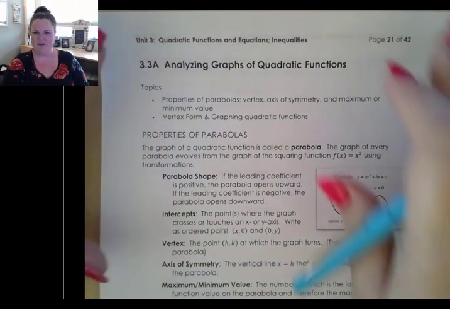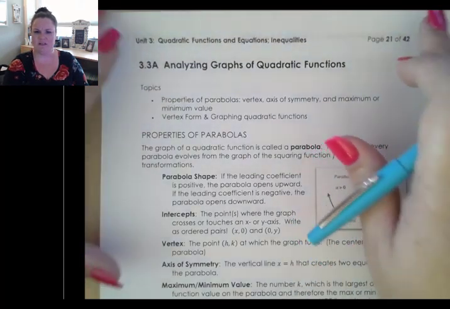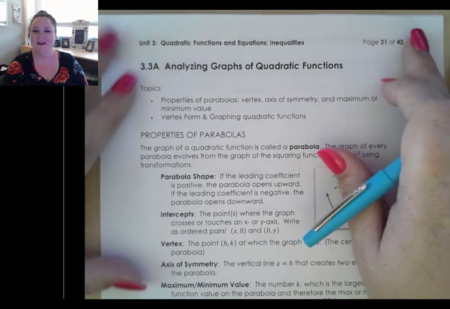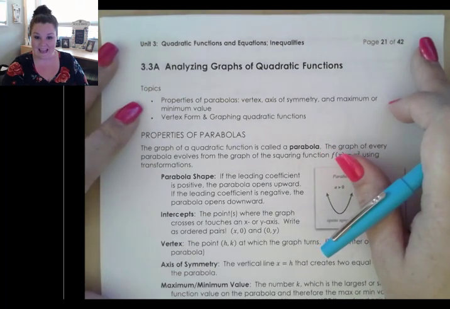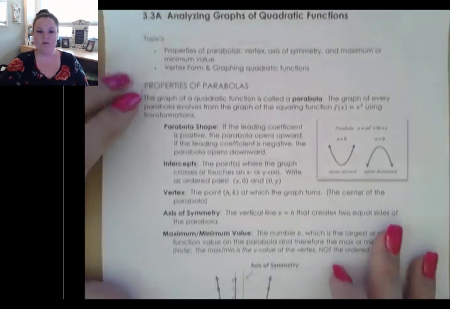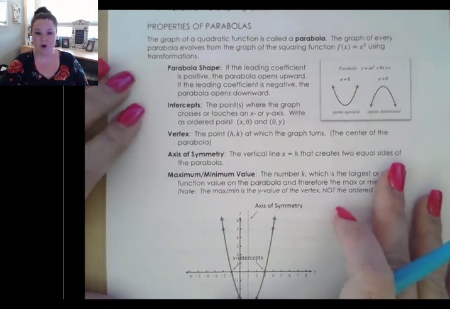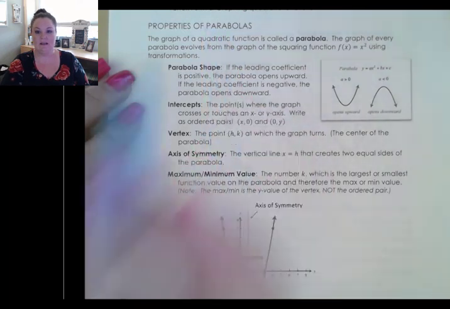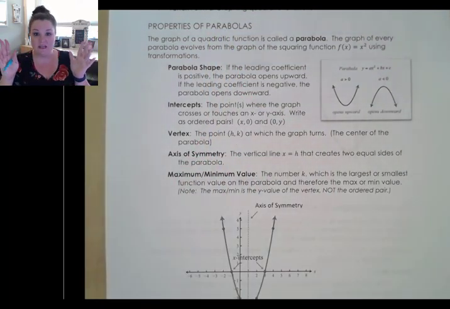Okay, so I apologize first of all because my paper's curling. I don't know why it's doing that, but this is 3.3a, and this is analyzing graphs of quadratic functions, and we're going to just go ahead and skip down here to where it says properties of parabolas. Okay, so these are all the things that we need to know.